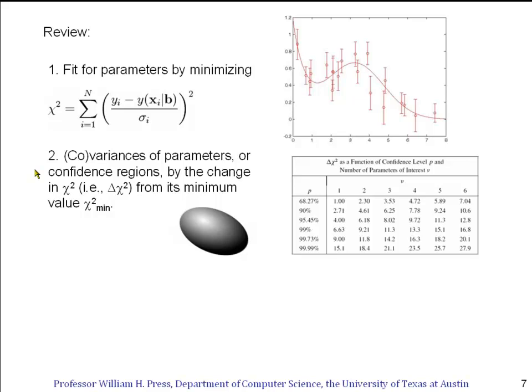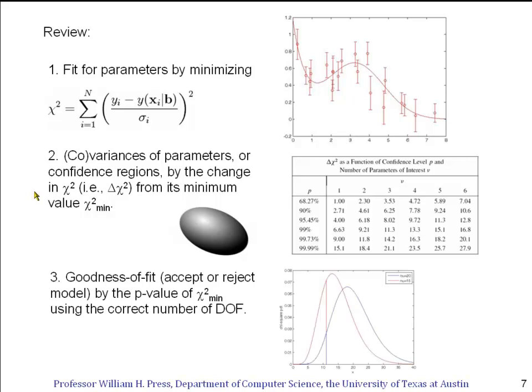But you're still not done, because now we've learned you can actually decide whether the model was a good model in the first place. To do that, you go back to your chi-squared value evaluated at its minimum, and you see whether, by a p-value test, that's a reasonable chi-square value to occur in the chi-square distribution with the correct number of degrees of freedom. And as always in p-value tests, if the p-value is too small, you can reject the null hypothesis and say that your model does not fit the data.